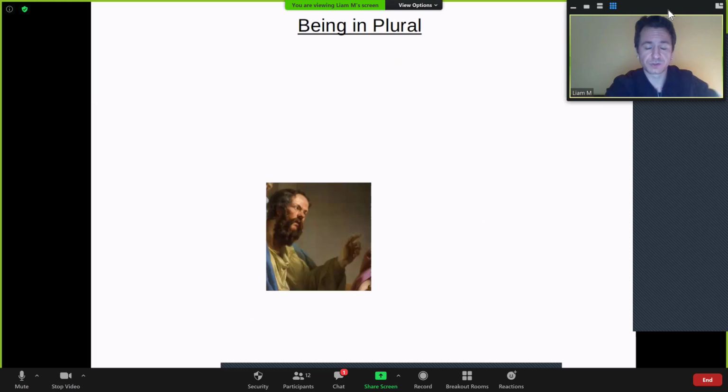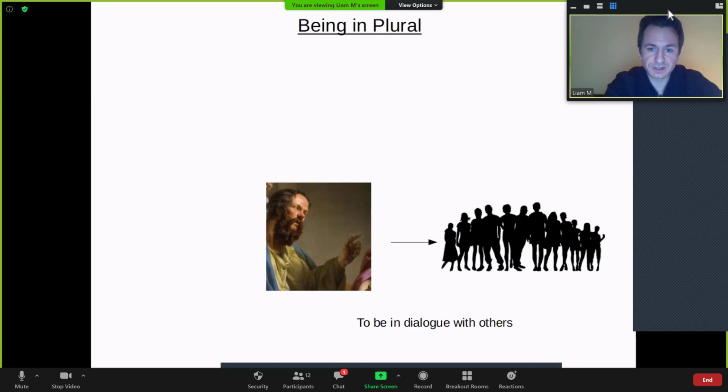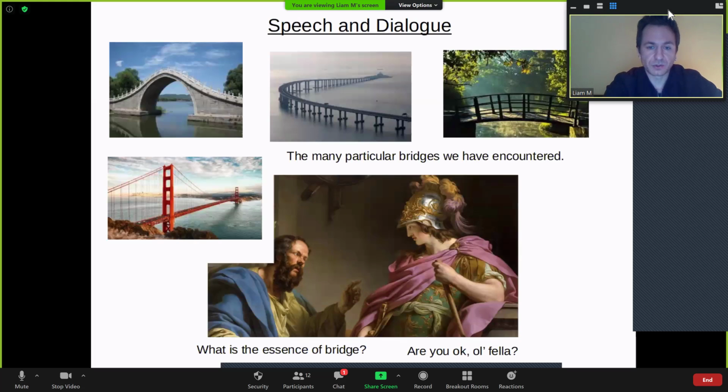Moving on. Being in plural: what does it mean? Here we have Socrates, and he wants to hang out with some people. He wants to be in dialogue with others. That's what being in plural means. And so he goes and is hanging out with his friend, being in plural, and he asks in conversation, what is the essence of a bridge? Because he's interested in speech and dialogue, realizing that that is the essence of being in plural.